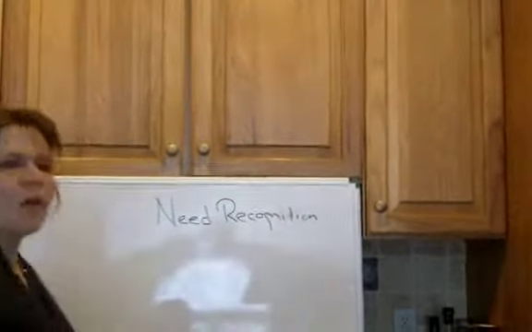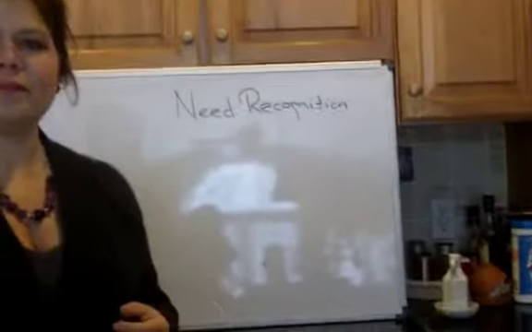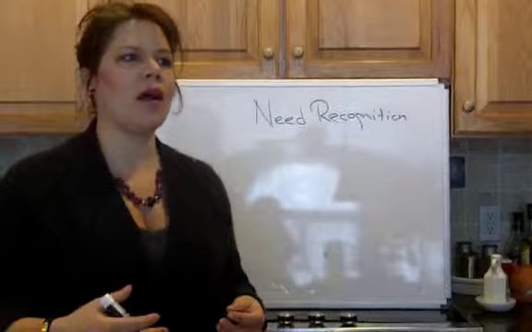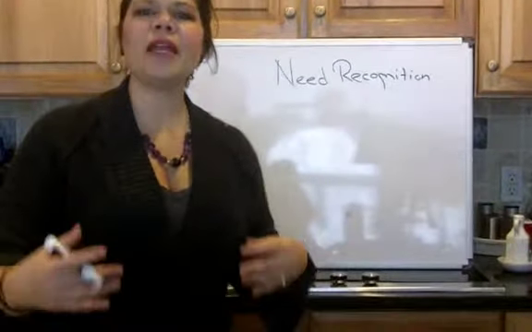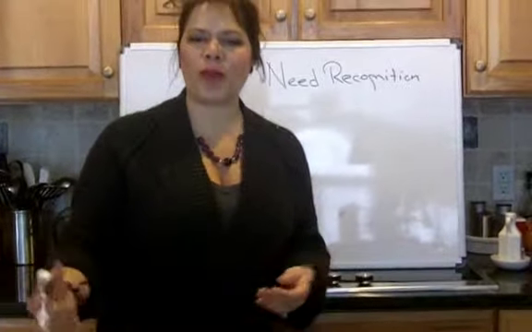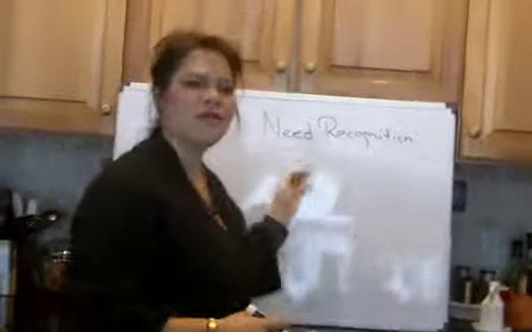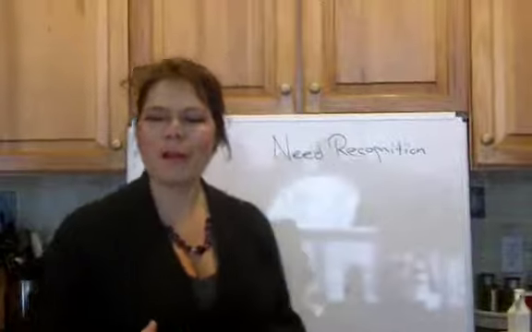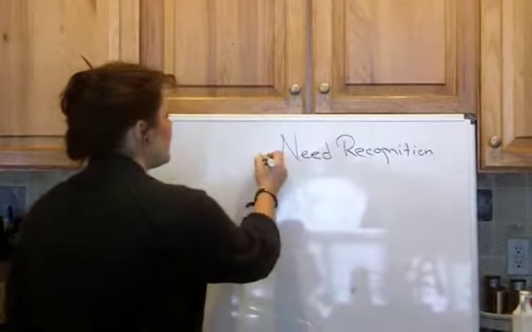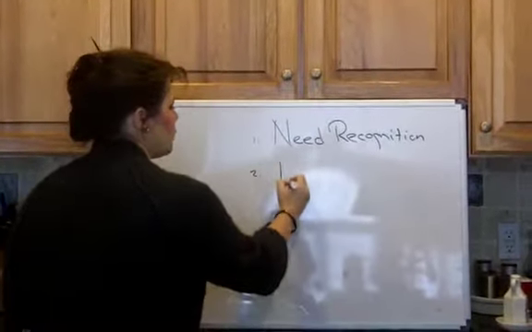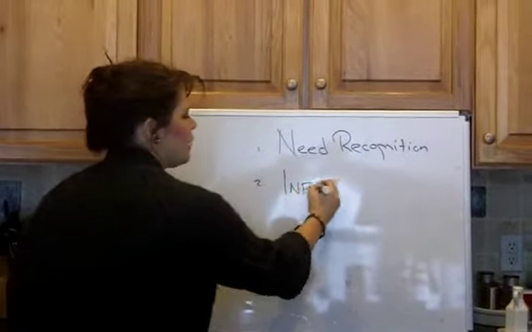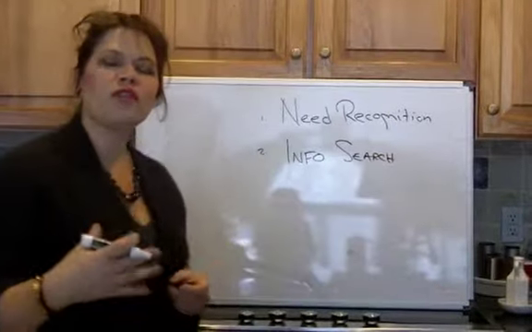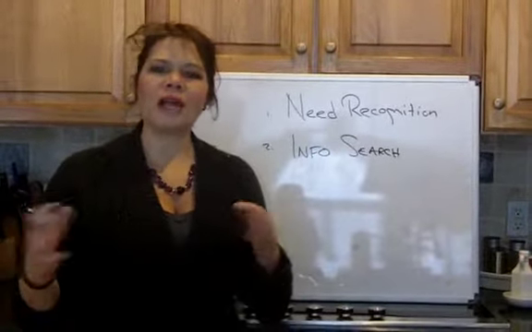Once we recognize that we have a need for something, let's consider a home purchase. You get married and you want to purchase a home for you and your spouse to live in. You recognize that you have a need for a place to live. Okay? So at this point you begin the second step of the decision-making process, which is an information search.